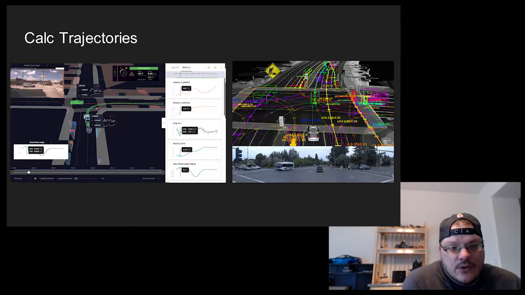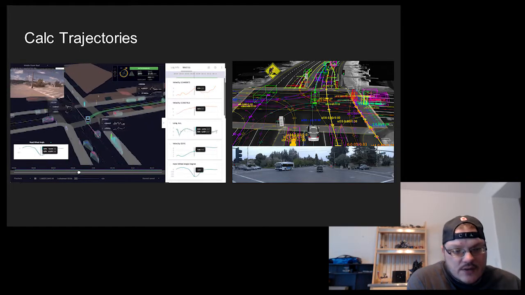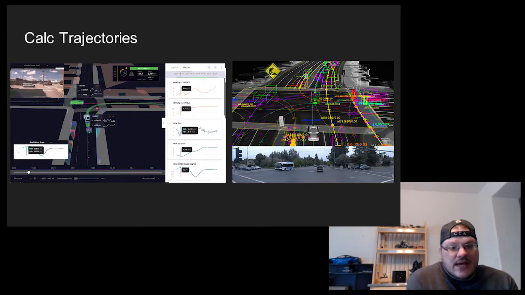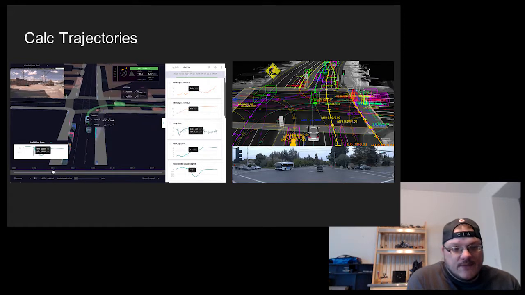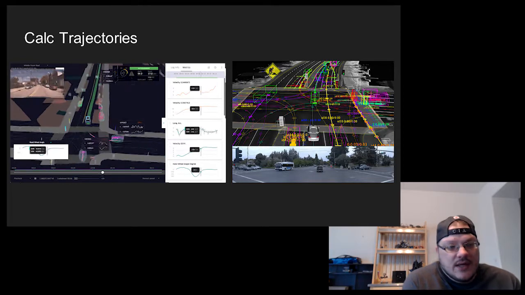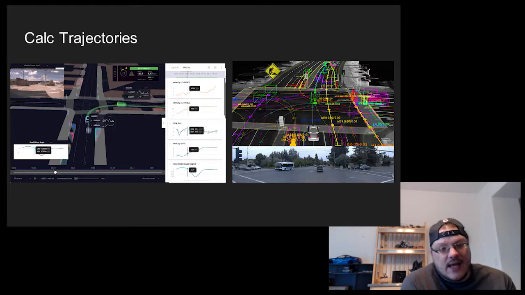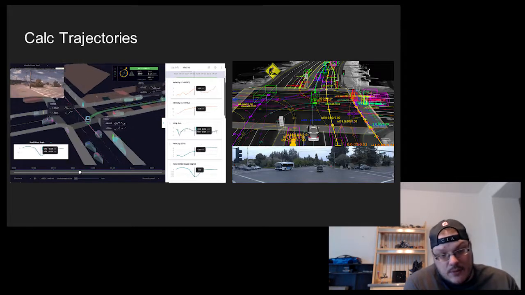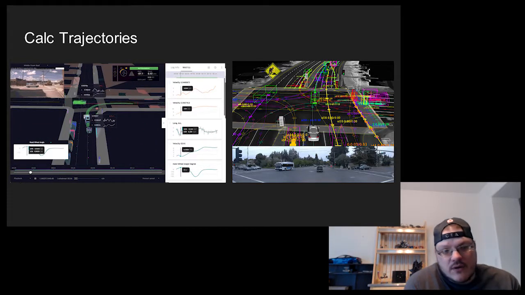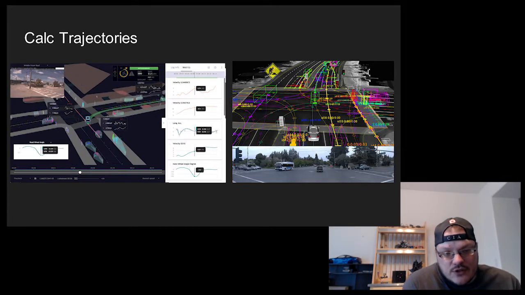And so the next step, once we've identified the lanes, once we've identified cars and traffic lights and pedestrians, then we calculate the trajectories of everything that's moving. The reason we'd want to do that is to be able to calculate a window of opportunity. Can we merge into traffic? Can we make a left-hand turn? Can we make a right-hand turn? Is this person going to step off the sidewalk, or are they stopping and going to let us go by?